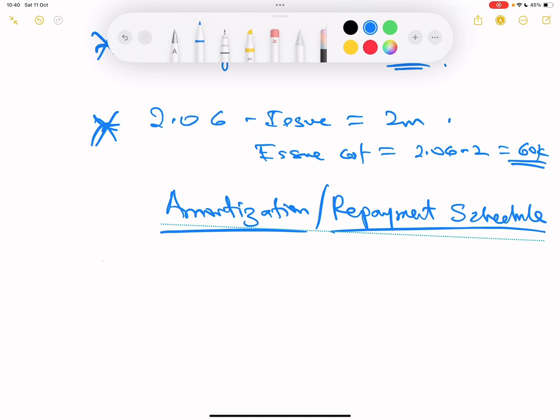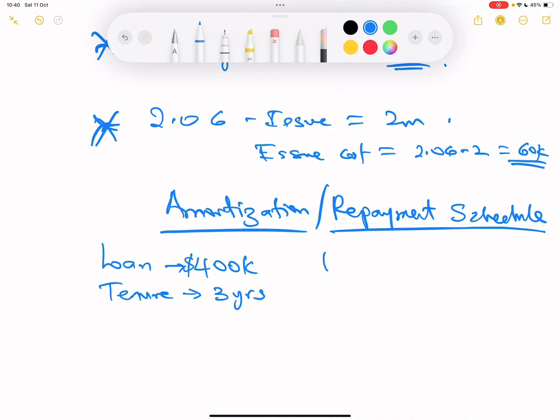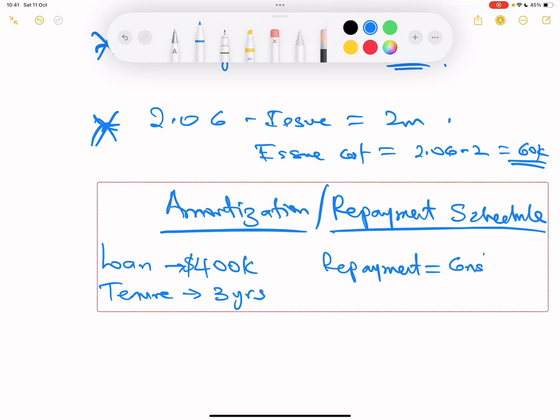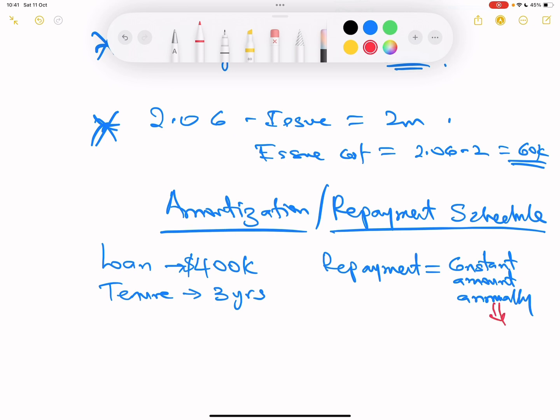So let's assume that you have a loan of, let's say, 400,000. Tenure, let's say 3 years. And the question says that the repayment is a constant amount annually. So which means the same amount is paid annually. Please take note, remember, that is just called annuity cash flow. They won't tell you it's annuity cash flow, they will just tell you that it's a constant amount. So you should know that the interpretation is that it is an annuity cash flow. Please take note.